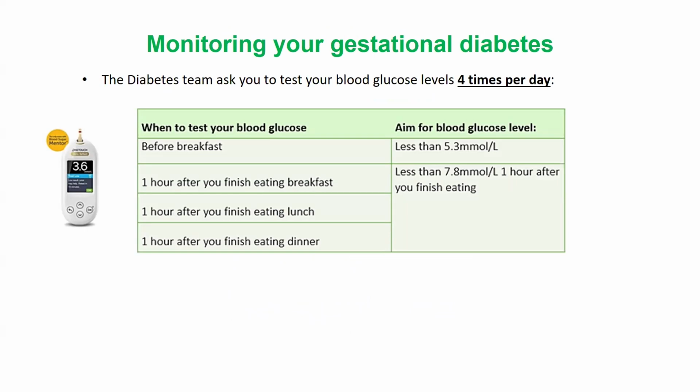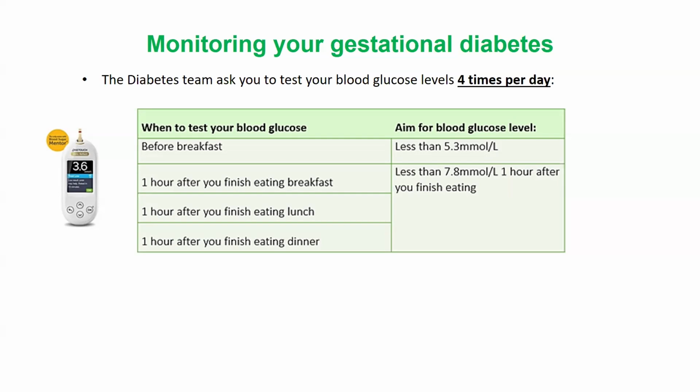To ensure good management of your gestational diabetes, we ask you to monitor your blood glucose levels 4 times per day. You should test your blood glucose levels before your breakfast, exactly 1 hour after you finish eating your breakfast, 1 hour after you finish eating your lunch meal, and 1 hour after you finish eating your dinner meal.